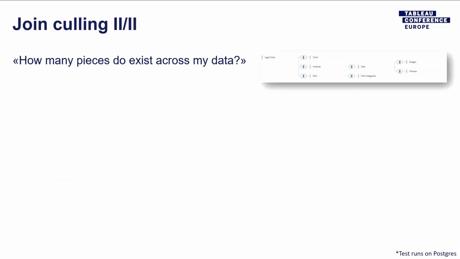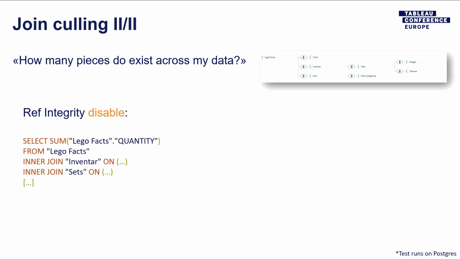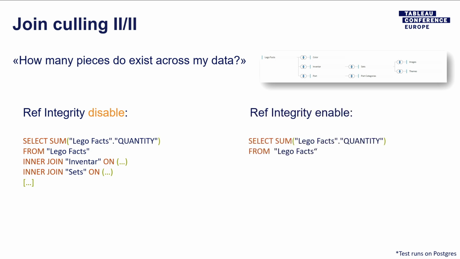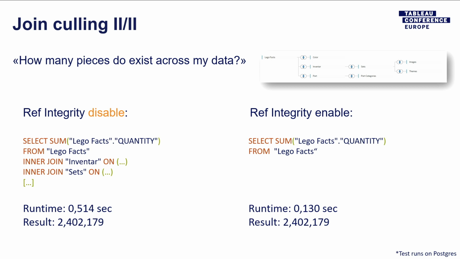Imagine once again, the question was, how many pieces exist across my whole data set? If we have referential integrity disabled, and this is the default within Tableau, then the whole model gets executed against the database, and we have the longer runtime. If you enable the referential integrity, we get rid of all the joins because they are not necessary, and then we have a runtime comparing half a second to just a tenth of a second, right? It's 5 times faster.